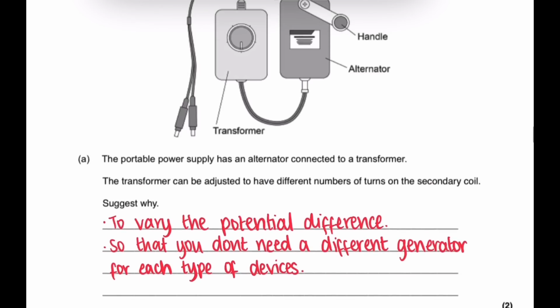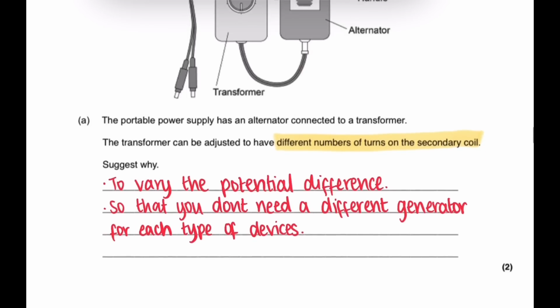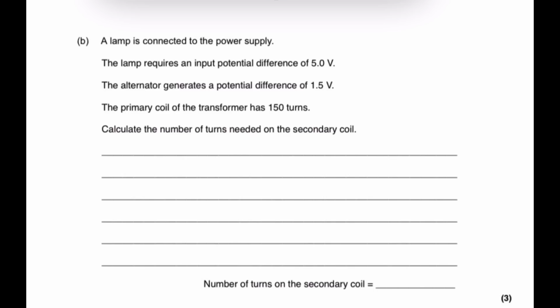So, if it has different numbers of turns, this means it will vary the potential difference. And this means that you don't need a different generator for each type of device. So for example, you can use it for your phone, or you can also use it for your iPad or laptop. Next question, a lamp is connected to the power supply.